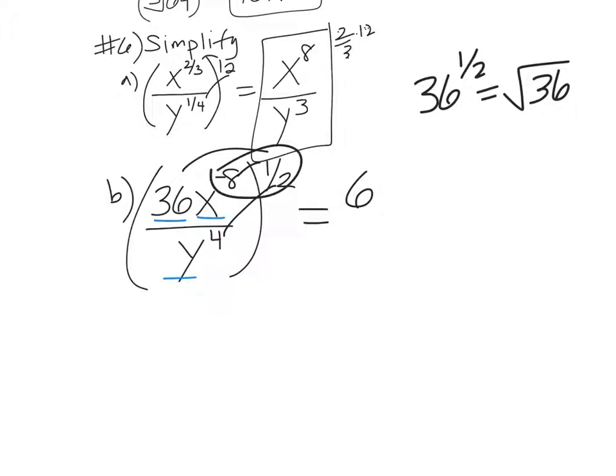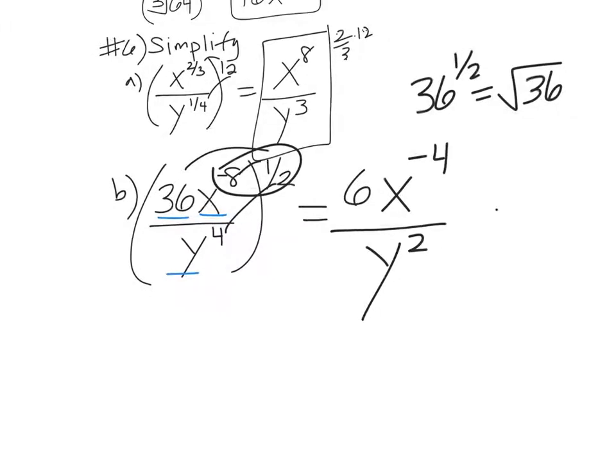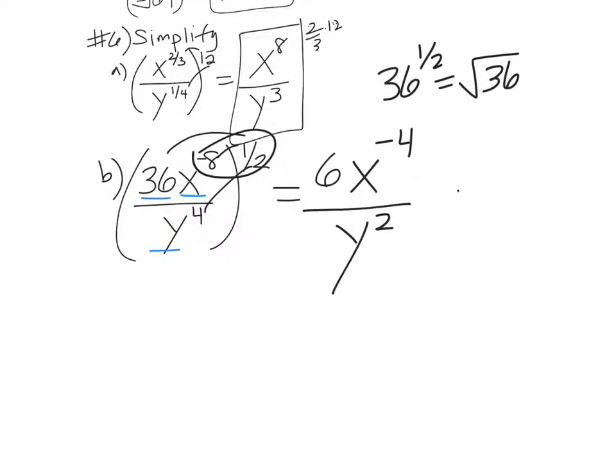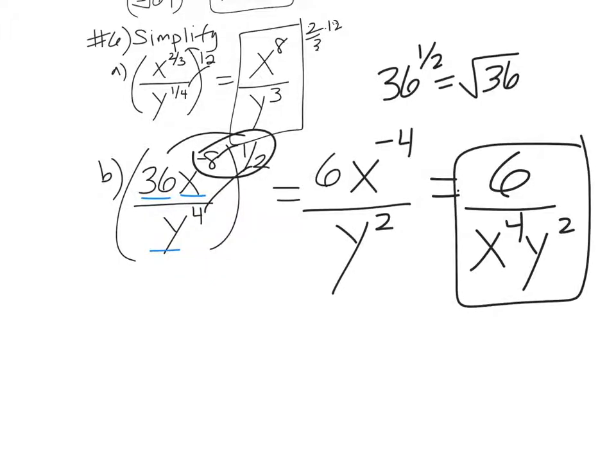Now, what is -8 times 1/2? x to the -4, and then y would be squared. Now, all you have to do is fix one little thing. 6 is fine. It has no negative exponents. It's fine where it's at. Move the x to the 4th to the bottom, and then everybody's all happy and good. That's it.